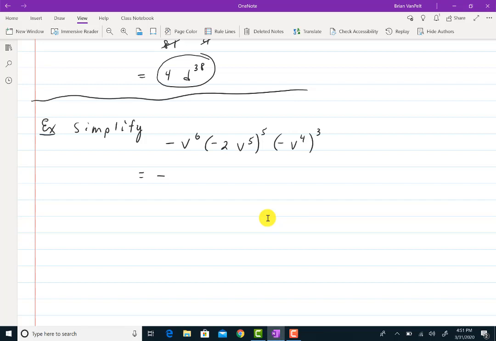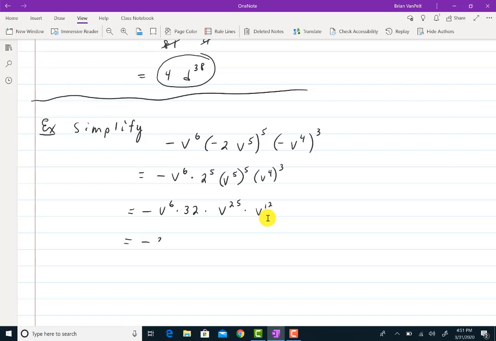Let me take care of the rest of it. I have v to the 6th, 2 to the 5th, v to the 5th to the 5th, and I got v to the 4th to the 3rd. 2 to the 5th is 32. V to the 5th to the 5th is v to the 25th. V to the 4th to the 3rd is v to the 12.